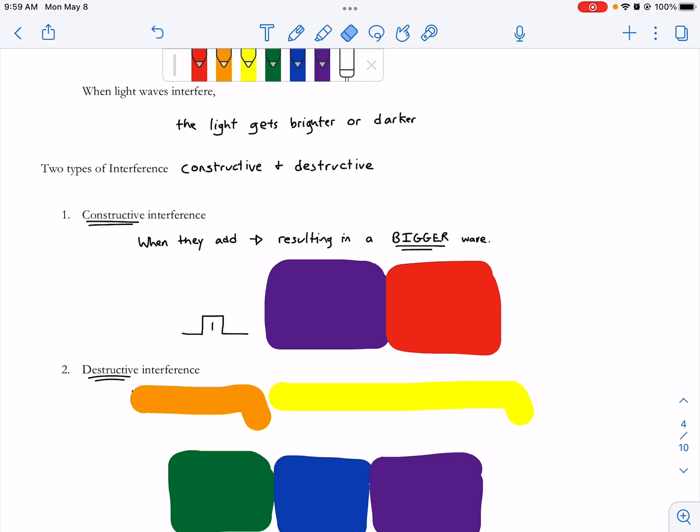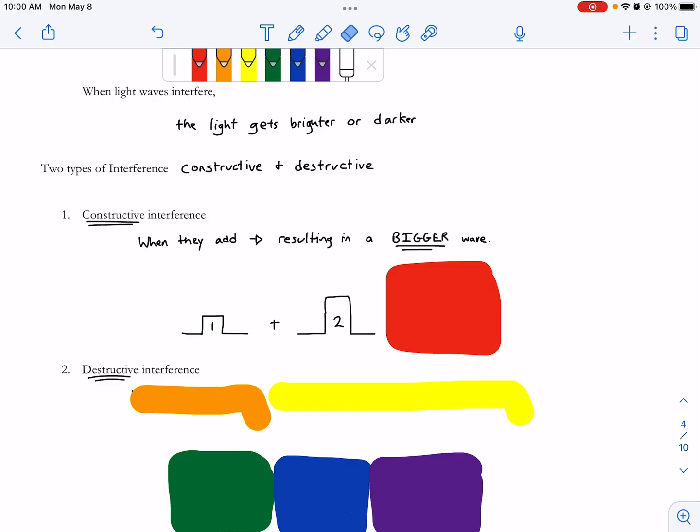We have an example here where we take this wave that is one high. We're just going to be looking at some square waves for our examples here. And we're going to have this other wave that is also a square wave. When these two waves come together and they're in the same place at the same time, what do you think is going to happen? Well, if this is what you were expecting to see, then you are correct. You have your 1 and your 2, and you get them together in the same place, and you get 3. That shouldn't be too surprising. That is constructive interference. They're getting bigger when they are together in the same place.